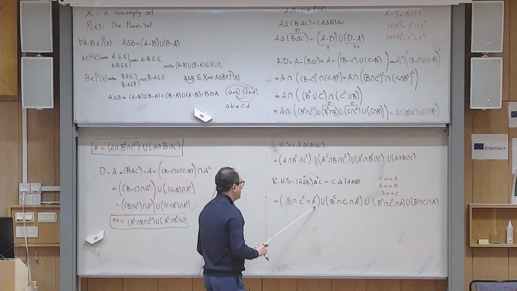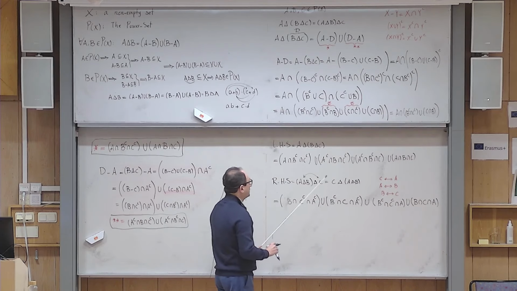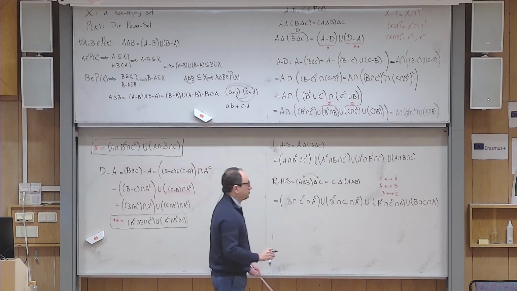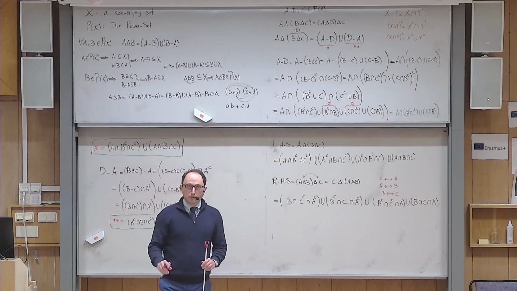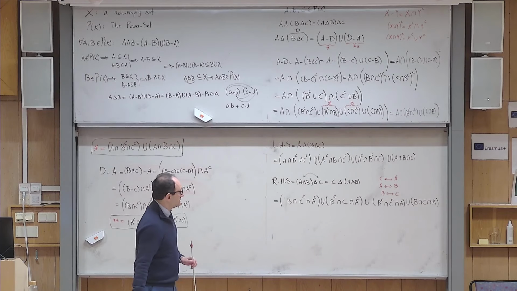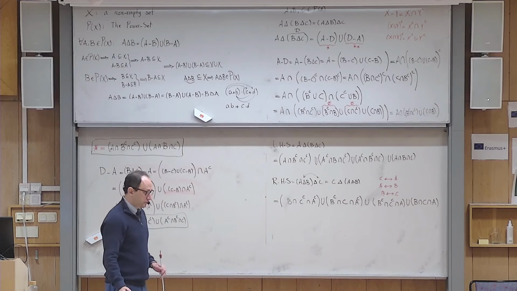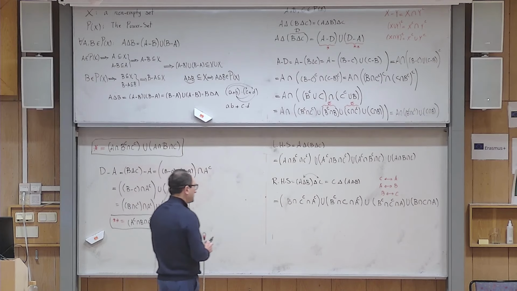And then here, A complement C complement B. So hopefully you agree with me now that the left-hand side is equal to the right-hand side. So it means that the operation is indeed associative. The other parts are very easy.